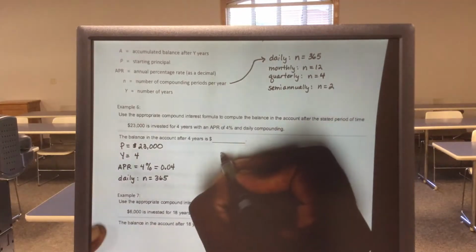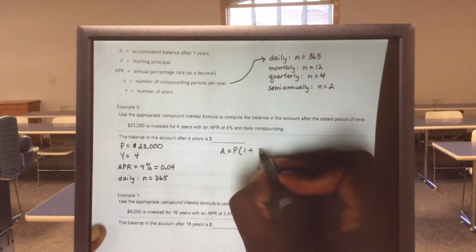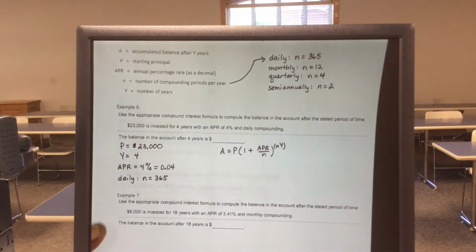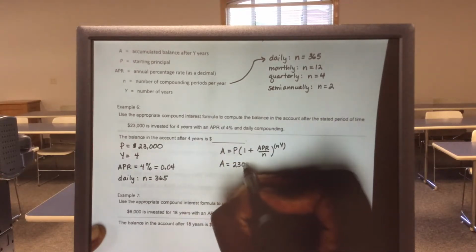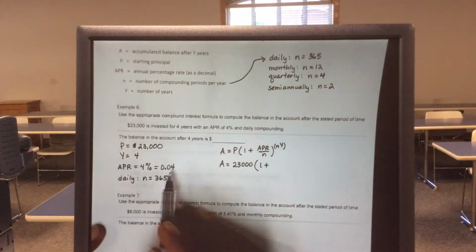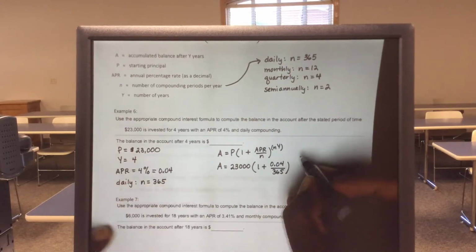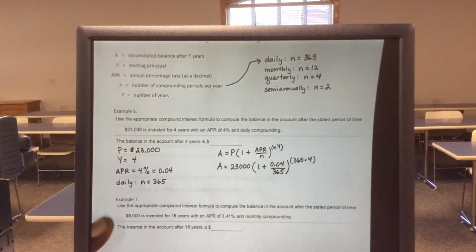So this is our formula. A is equal to P times the quantity 1 plus APR divided by N raised to the N times Y. So here your principal, $23,000, times 1 plus your APR, that's 0.04, divided by N, that's 365, raised to the N times Y. N again is 365 times Y, which is 4.